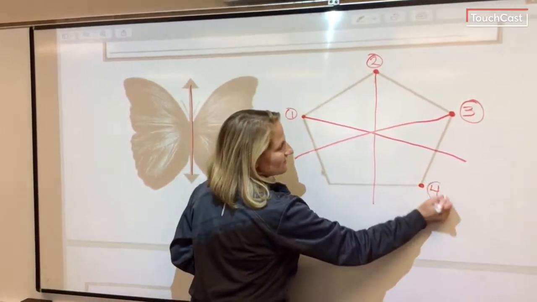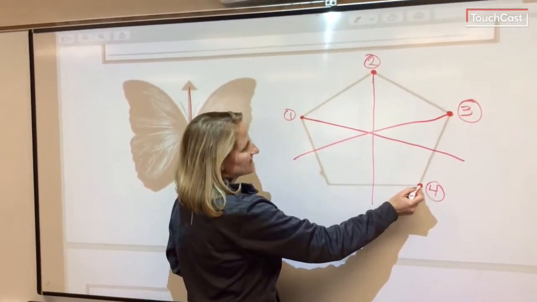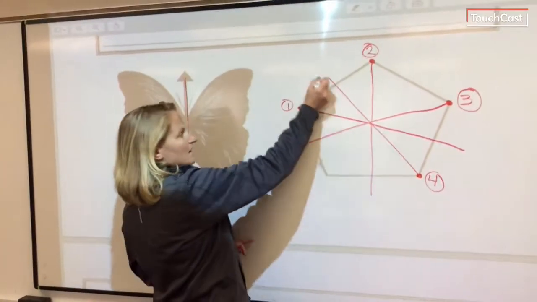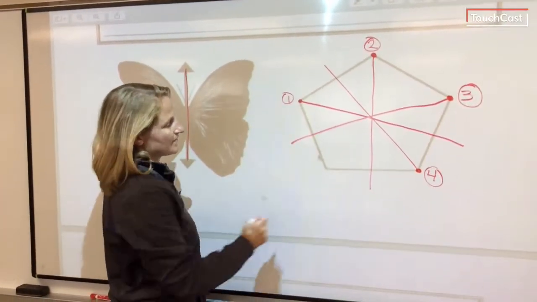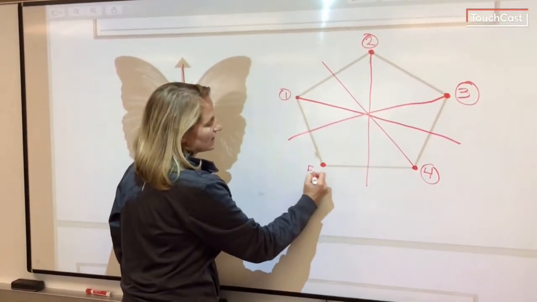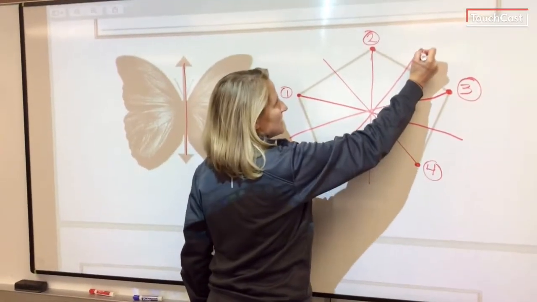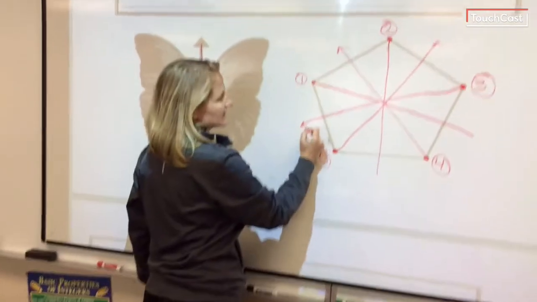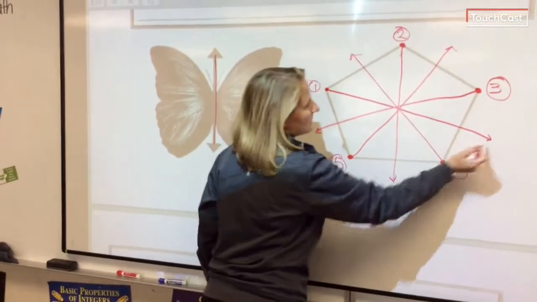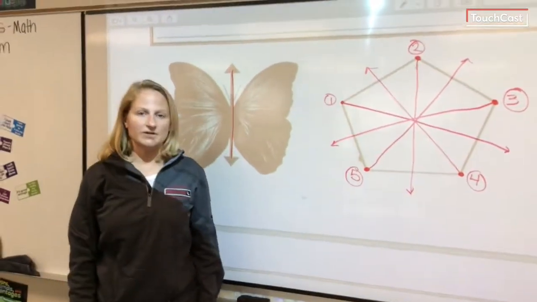Okay, and then this would be the fourth one. Again, I'm going from the vertex to the middle of the opposite line segment, and the final one would be right here. Technically, these should also all have arrows at the end because we all know that lines go on forever.